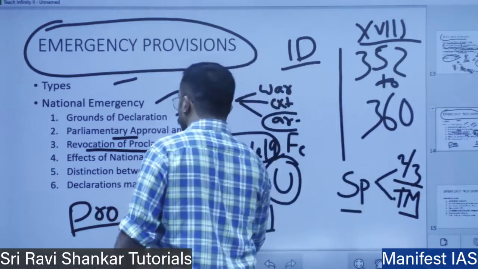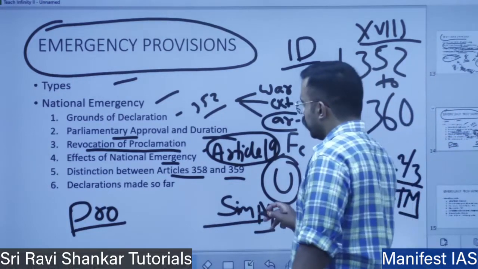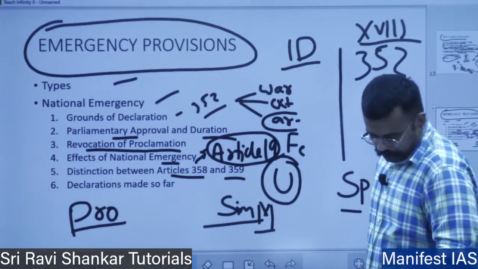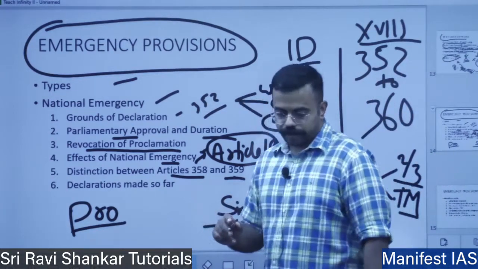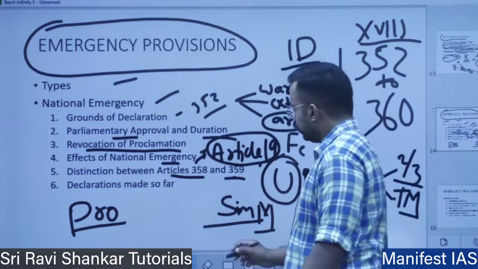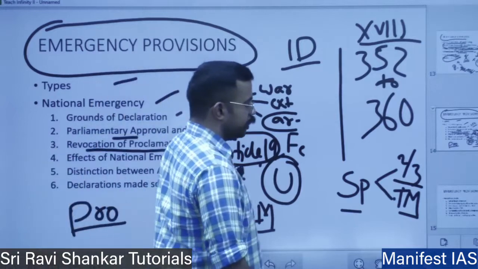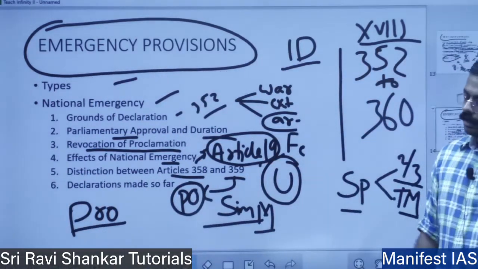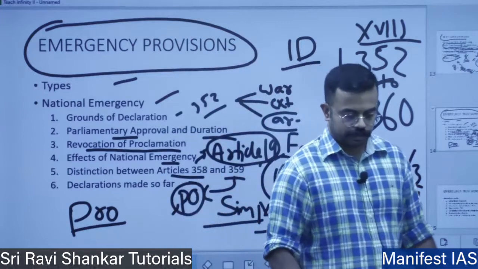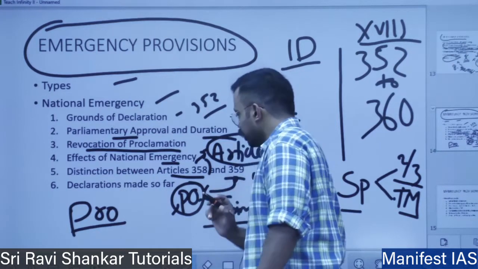So next we have the distinction between Article 358 and 359. Article 358 says Article 19 is suspended automatically. It is confined only to Article 19, whereas 359 deals with any other article. It deals with any other fundamental right whose enforcement is suspended by presidential order. If the President says, suppose, Article 30 cannot be enforced, then that particular article stands suspended. So this is with respect to Article 19, and this is with respect to any other fundamental right.